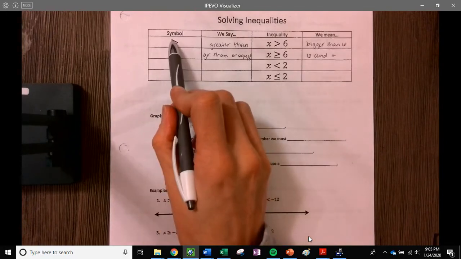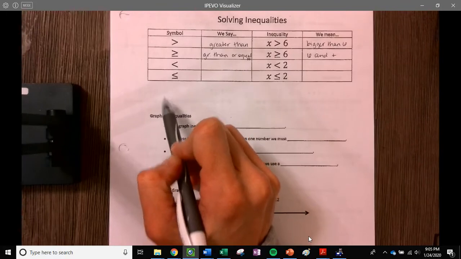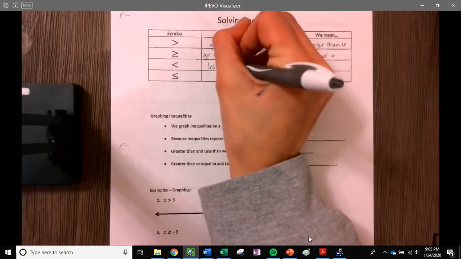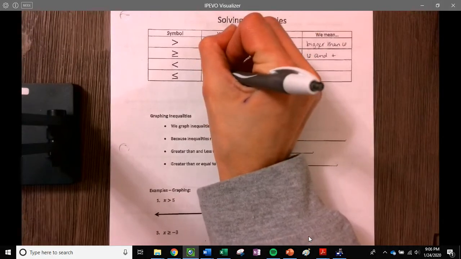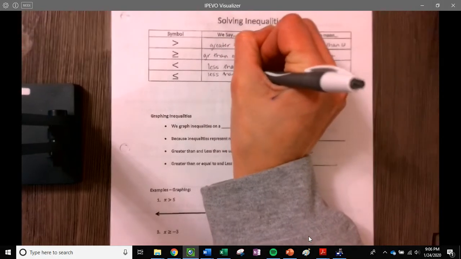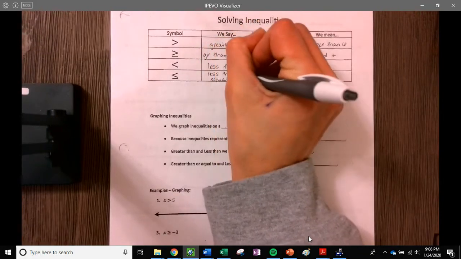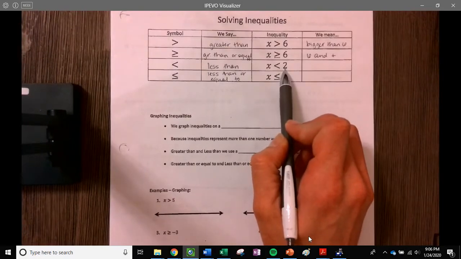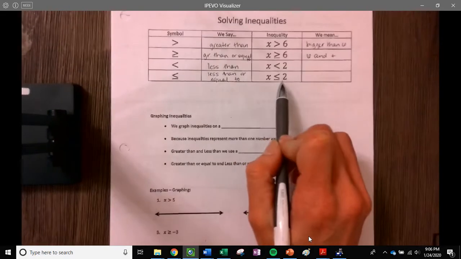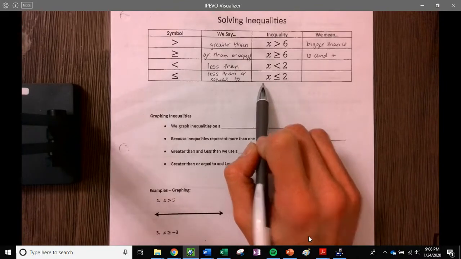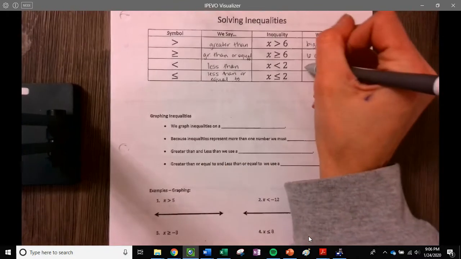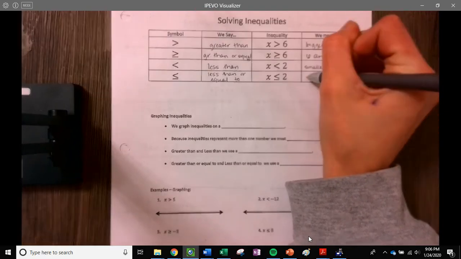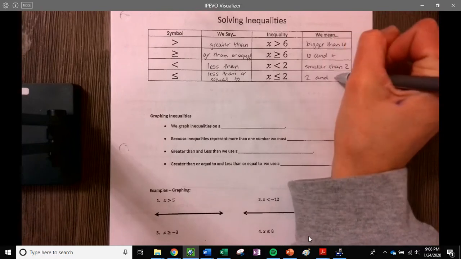Okay, so if this one, the big end is on the left, is greater than, well now the small end is on the left, so that's less than. And same thing with that line underneath, less than or equal to. So I'm looking for any value that is smaller than 2, or I'm looking for any value that is 2 or smaller. So 2 and down, basically. So smaller than 2, or 2 and down, or less.